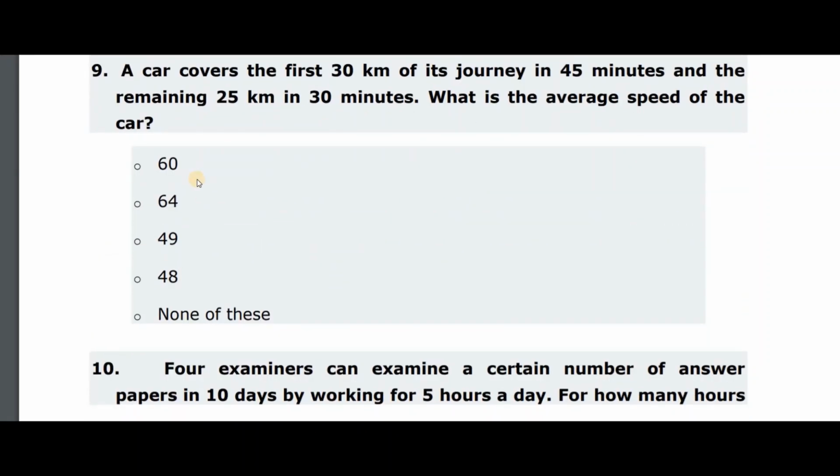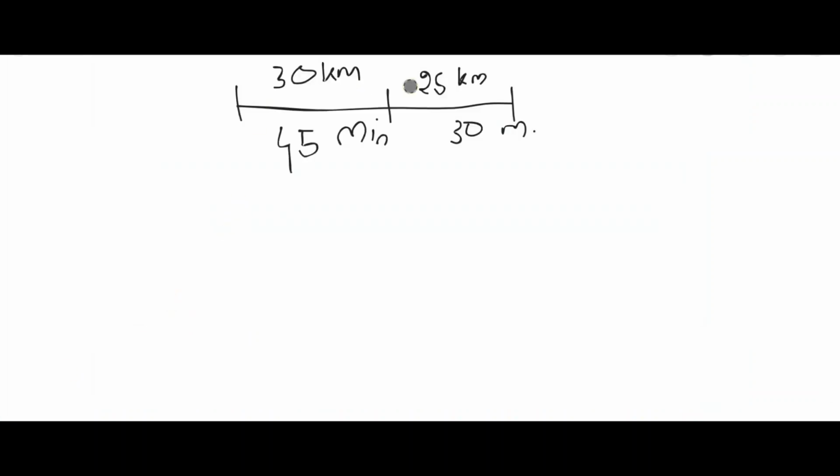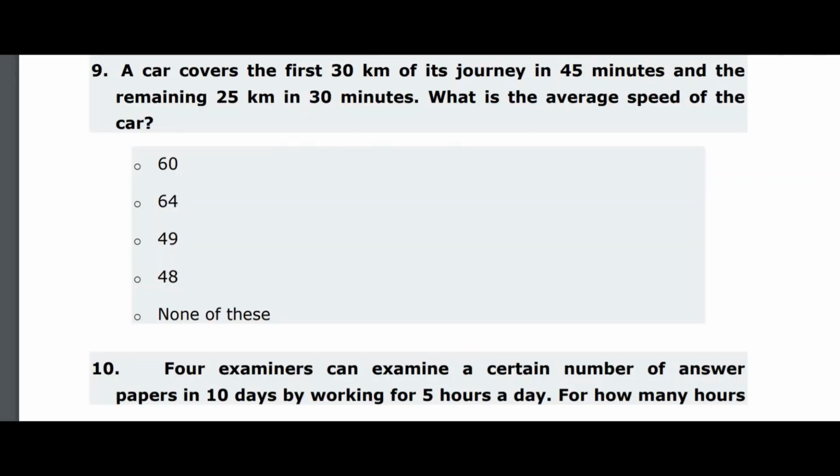So next question. A car covers the first 30 kilometers of its journey in 45 minutes and the remaining 25 kilometers in 30 minutes. What is the average speed of the car? So if we draw the diagram, it will look like this. So in the first 45 minutes he covers 30 kilometers and in the next 30 minutes he covers 25 kilometers. And they want the average speed of the car.